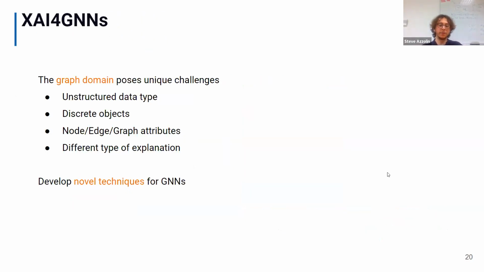However, so far we have been talking about image-like data, right? Just to give you some context. However, the graph domain poses unique challenges. For example, it's an unstructured data type. It's an intrinsically discrete object. It comes with attributes or features on nodes, edges, or on the graph itself, and it's not always easy to deal with all this distributed information. And also the explanation by itself comes in a different format. So it's pretty clear that we need to develop novel techniques for dealing with graphs and graph neural networks.